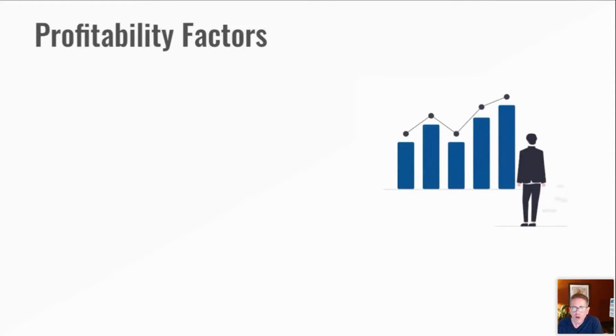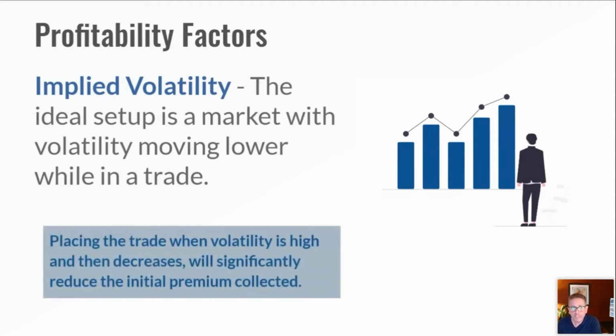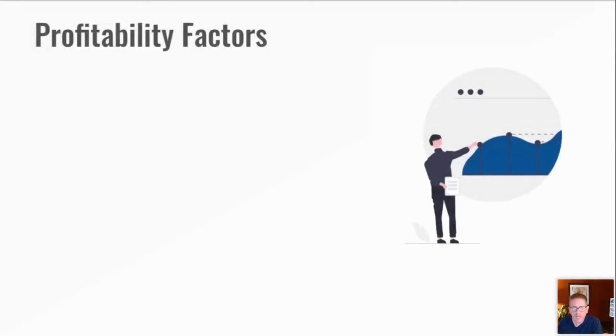So let's talk about all the profitability factors, and there's three. Number one is implied volatility. When you put on a 7 DTE credit spread, you want to place that trade when the volatility is the highest, and we'll talk about that in a few minutes. When you place that trade, hopefully after that the volatility reduces and it gives you a profit much quicker. That's really the ideal goal, but sometimes it doesn't happen that way. But that's what you're shooting for.